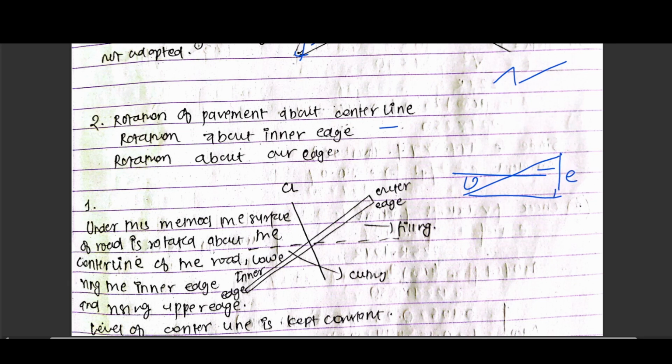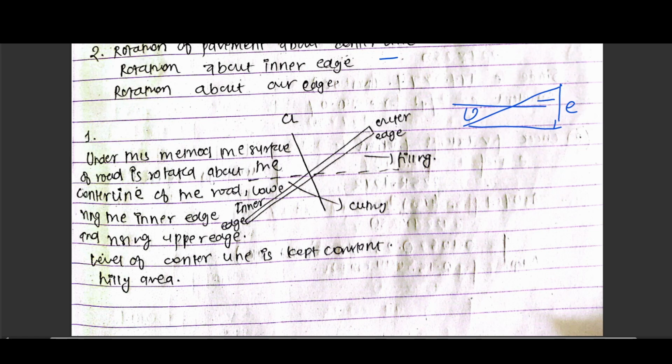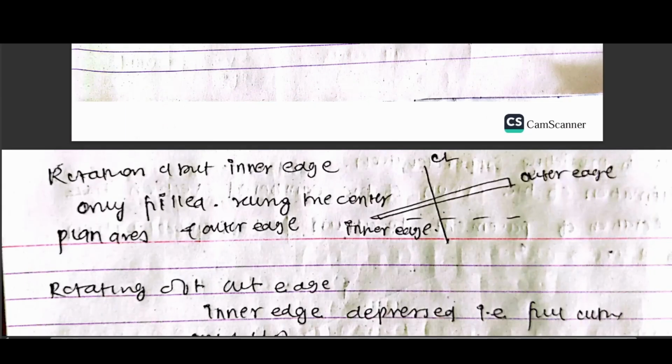Okay. So in this method, the surface of the road is rotated. The camber central line will be this, and this central line would not be changed until we provide the super elevation like this. So the central line will remain constant throughout providing the super elevation. So this is a very good method. The level of the central line is kept constant. Generally, this method is applied in hilly regions.